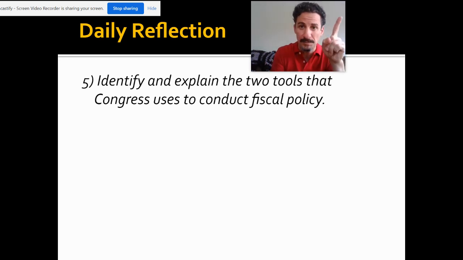2 things. They can tax the people, and within that, they can tax more or they can tax less. 2, they can spend money. The government can spend money. They can either spend more or spend less, depending on what they want to try to accomplish. Taxes, spending. 2 things that they can do.